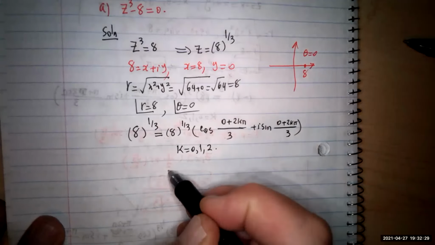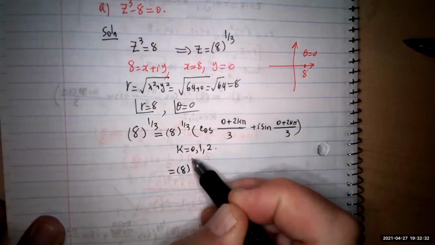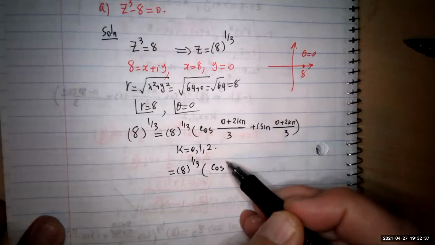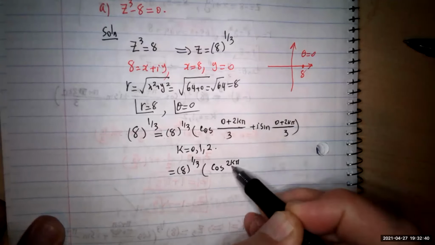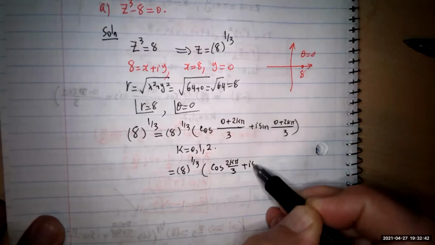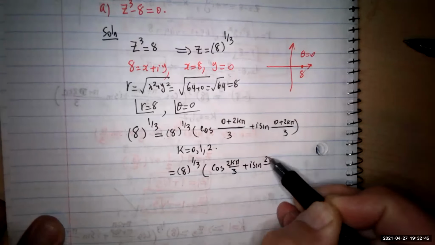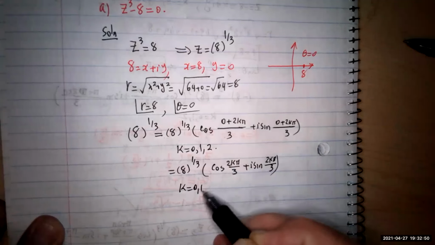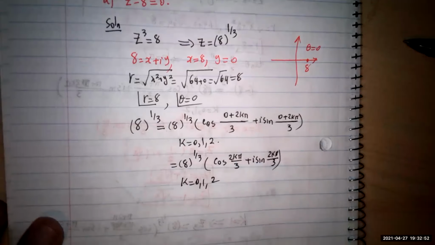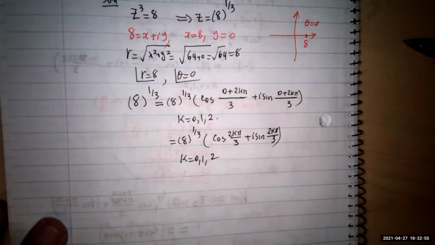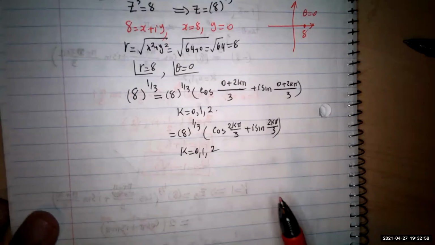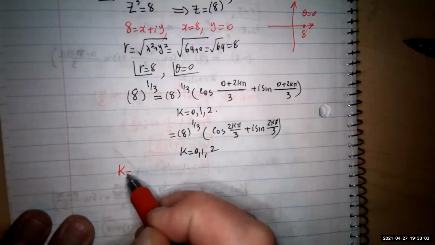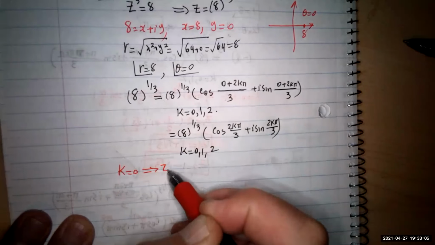So basically it's going to be equal to 8 to the 1/3, you have the cosine of 2k pi over 3, plus i sine of again 2k pi over 3. And k is equal to 0, 1, and 2. This is the general solution. You have to give us those 3 solutions. So we start with k equal to 0 to get z1.